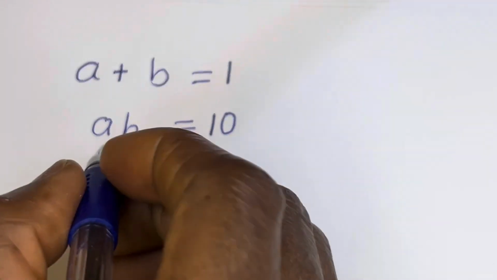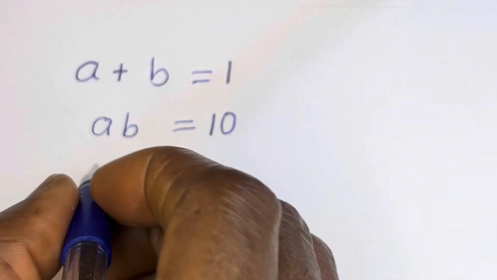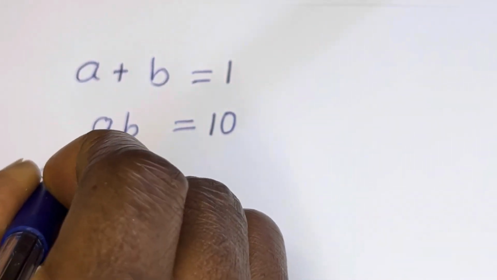Hello, how to solve for a and b in this equation? a plus b is equal to 1, ab is equal to 10. Solution.